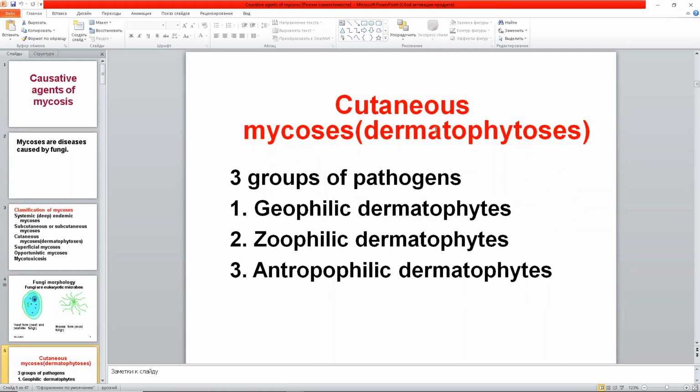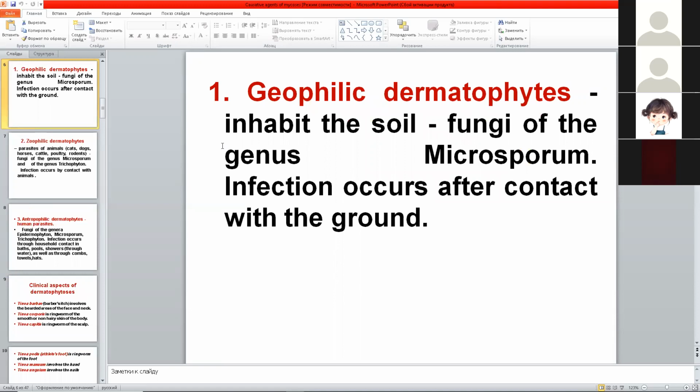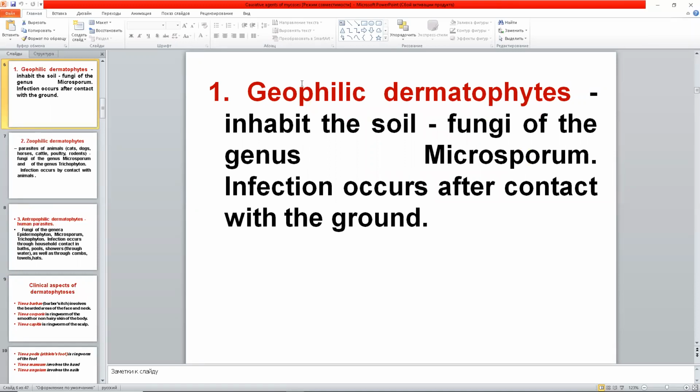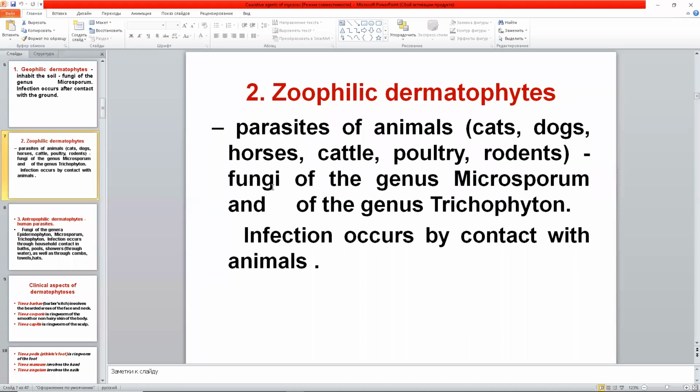Now we will talk about cutaneous mycosis, dermatophytosis. Dermatophytosis are able to cause disease of skin, nails, and hair. Three groups of pathogens. Where do they exist in nature? Geophilic dermatophytes, zoophilic dermatophytes, and anthropophilic dermatophytes are distinguished. So, geophilic dermatophytes inhabit the soil, fungi of the genus Microsporum. Infection occurs after contact with the ground, with the soil, of course. The second, zoophilic dermatophytes, parasites of animals, cats, dogs, horses, poultry, rodents, farm animals, and fungi of the genus Microsporum and of the genus Trichophyton.